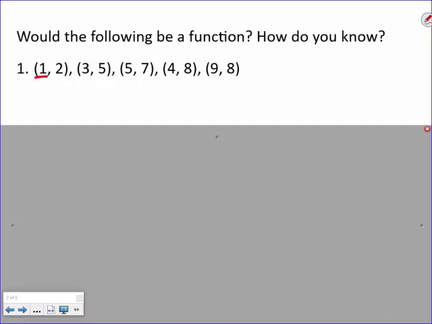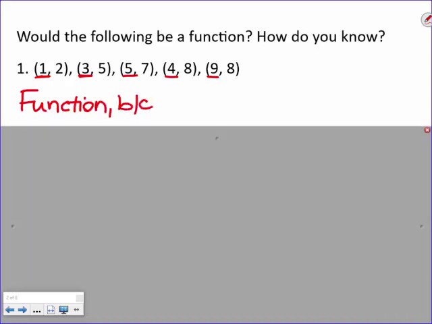So my x values are 1, 3, 5, 4, 9. Okay, what do you notice about those x values? None of them are the same. So is this a function? Yes, it's a function, so I want you to write function. And it says, how do you know? So how do we know that's a function? Because all of the x values are different.